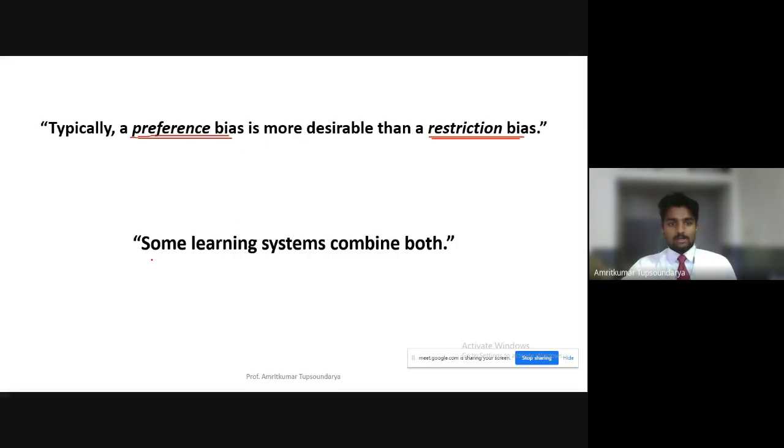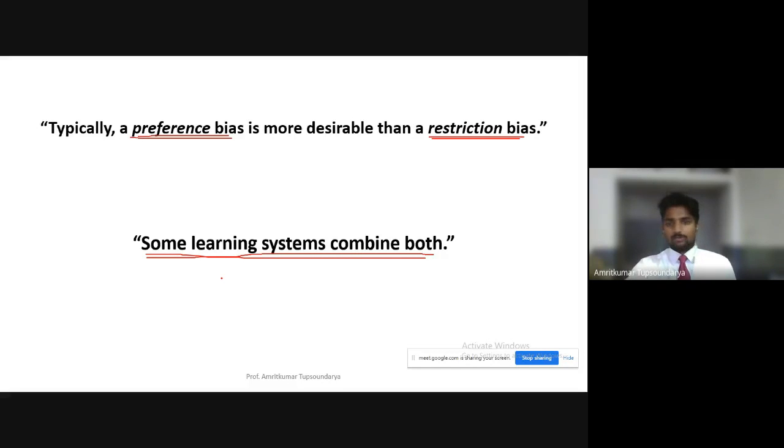And there are a few other learning algorithms which actually combine these two types of restriction in the inductive bias. Right? They combine both the preference bias as well as the restriction bias for better accuracy or a better holistic view of the inductive bias.